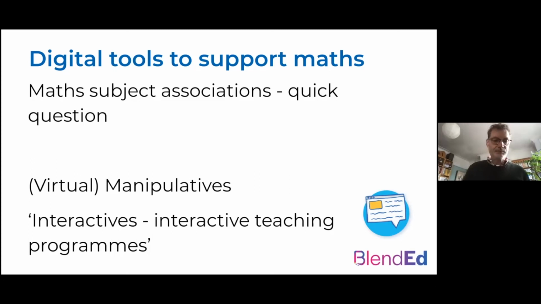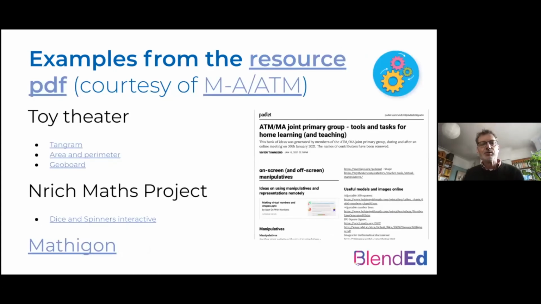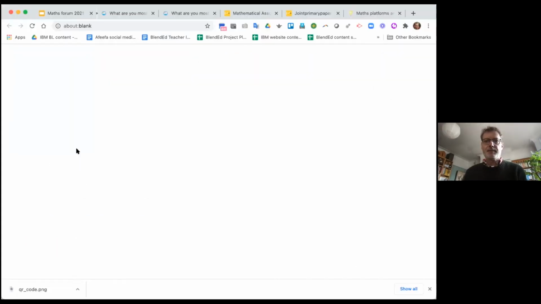So sometimes they're called different things. Manipulative seems to be the latest. So there's resource PDF, and I've just picked out 3 examples. Enrich has been around for a long time. I hadn't seen Toy Theatre before, and Mathigon I've not had a chance to explore at all, and it looks like a really rich source of nice materials. So I was just going to quickly bring some of those up on screen. Let's see how it goes.